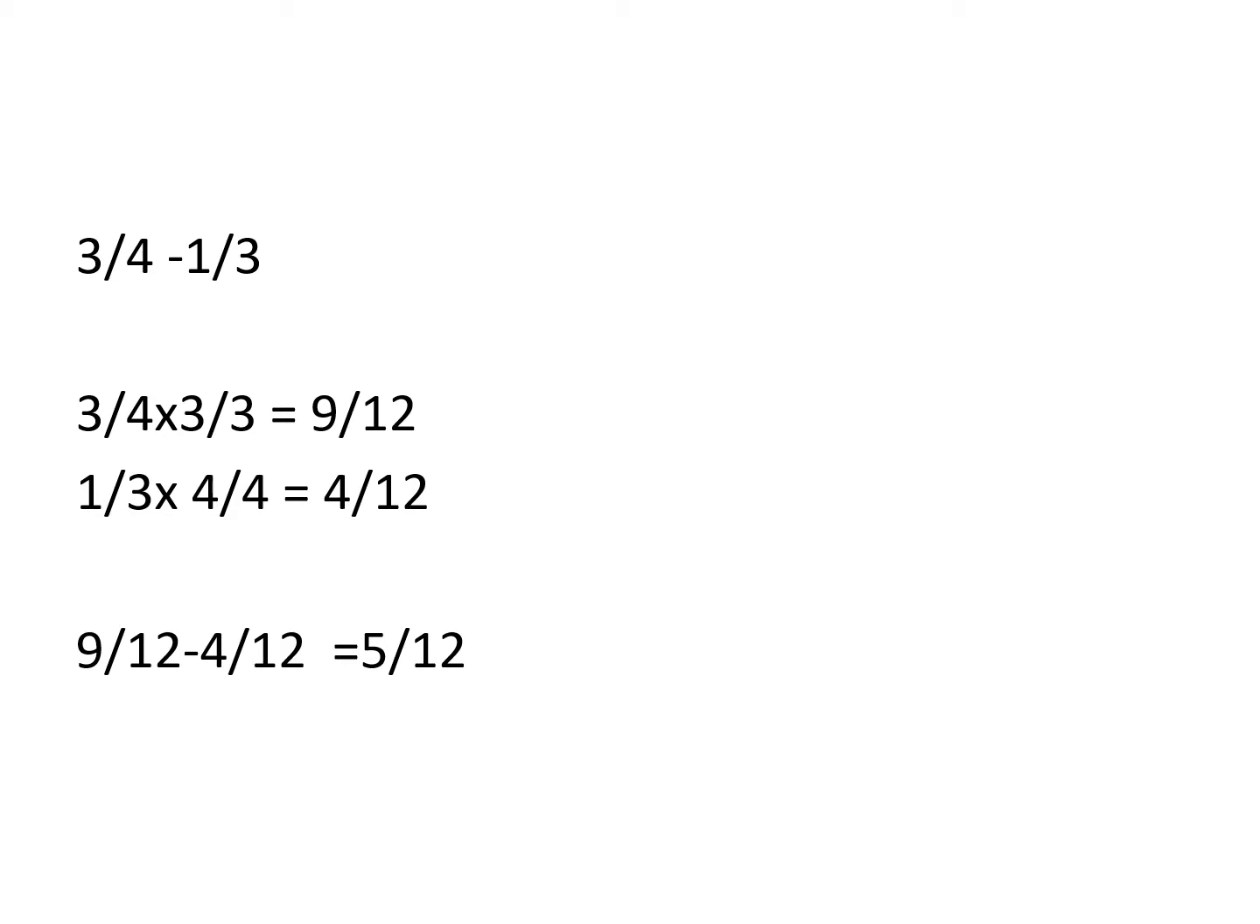Write the first fraction, that is 3 by 4. Multiply it with 3, right? Which one is the denominator? 3. 3 3s are 9, 4 3s are 12. 9 by 12, right? The second fraction is 1 by 3. 1 by 3 multiplied by the denominator of the first fraction, that is 4. 4 1s are 4, 4 3s are 12.